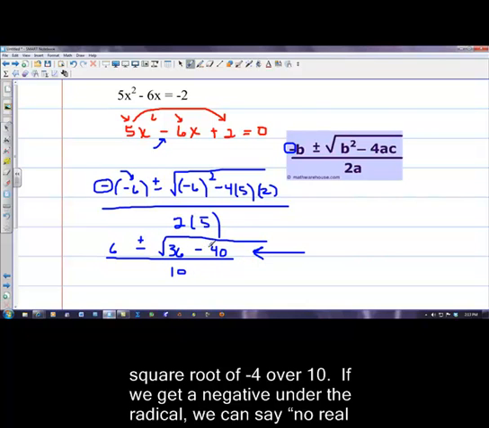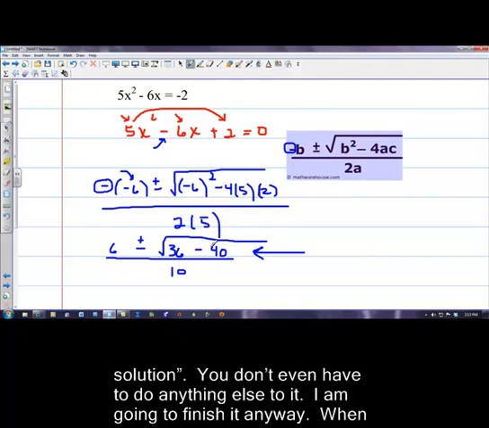In this case, 36 minus 40 is a negative number, so you could stop and actually say no real solution if you get something like that, but I'm going to go ahead and finish it because the answers in the back of the book are finished. But for your test, if this part's going to end up being negative, you can stop and say no real solution because we cannot normally take square roots of negative numbers.